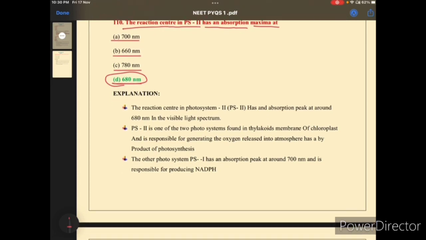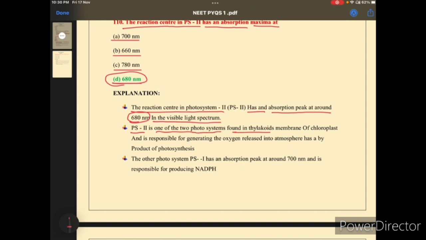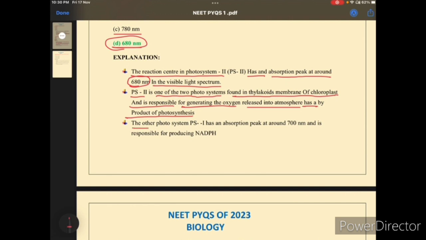The reaction center in photosystem 2 has an absorption peak at around 680 nanometers in the visible light spectrum. Photosystem 2 is one of the two photosystems found in the thylakoid membrane of chloroplast and is responsible for generating oxygen and releasing it into the atmosphere as a byproduct of photosynthesis. The other photosystem, PS1, has an absorption peak at around 700 nanometers and is responsible for producing NADPH.